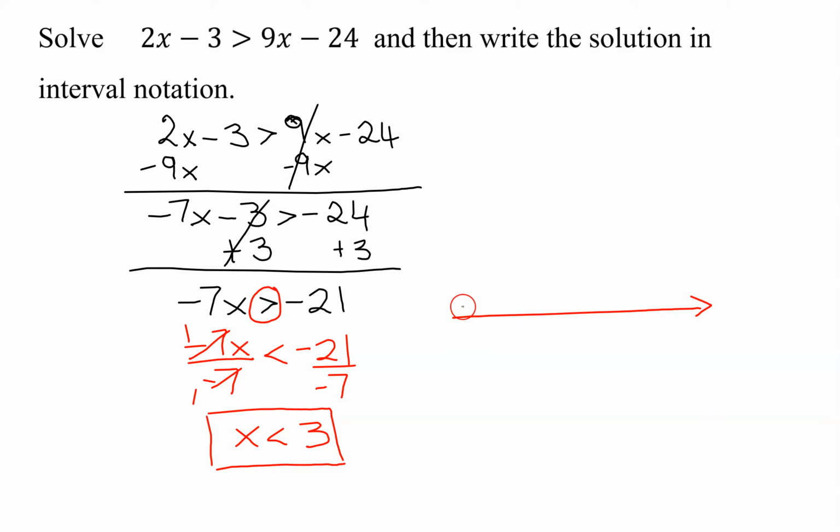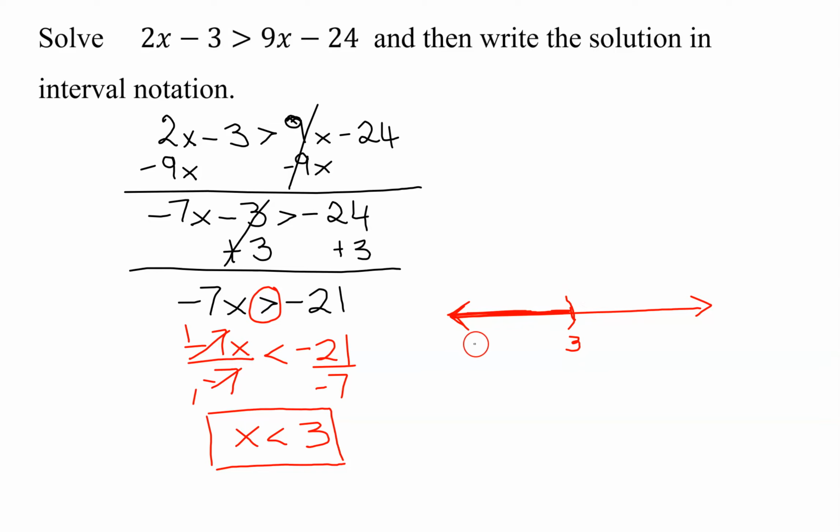That is easier if you first graph it. So here's 3, the important point I need. X is less than 3 means I need to shade to the left of 3. And what do I put on the 3? Since it's less than, just a parentheses. If it was less than or equal to, it'd be a square bracket.